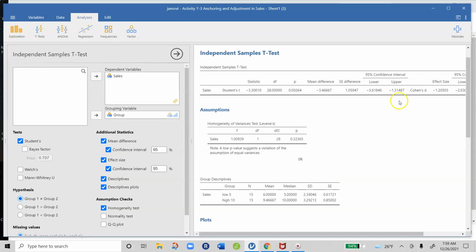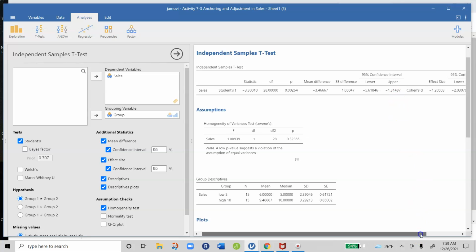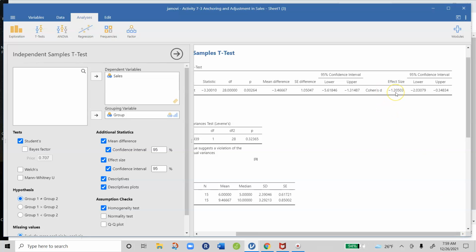Now, if you also want to look at this in standardized units, you look at Cohen's d. Cohen's d, our effect size, is negative 1.21, which is a big effect. We're ignoring that negative sign. The negative sign is just based on what direction the two means were subtracted. Had we subtracted them in the other order, we would have had a positive effect size. But 1.2 is a large effect size.